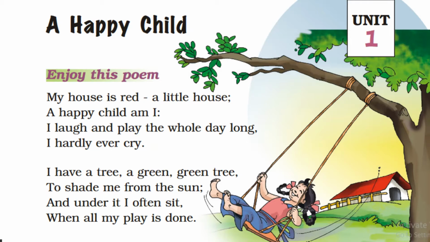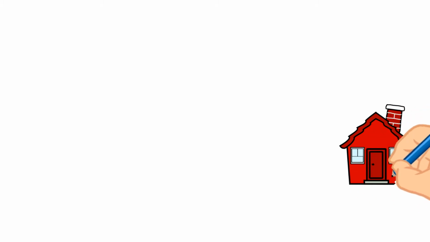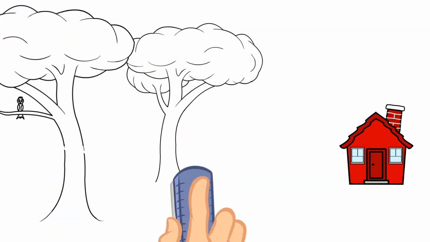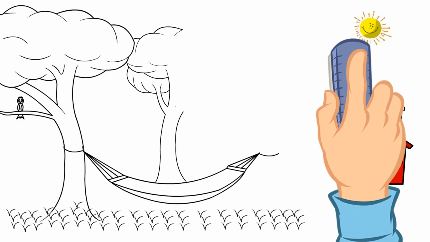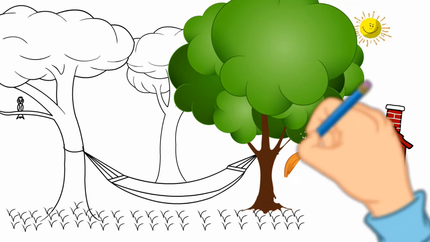We are going to learn the meaning of each and every line. So there is a tree. The girl from the poem, when she has done with playing, she sits under that tree to take shade from the sun. So the meaning of the whole stanza is, there is a house and near that house there is a tree. When the girl from the poem has done with the playing, and if she wants relaxation, she often sits under that tree and she gets shade from the sun.